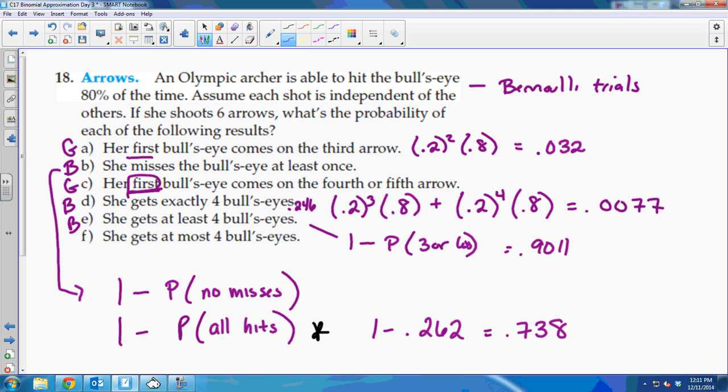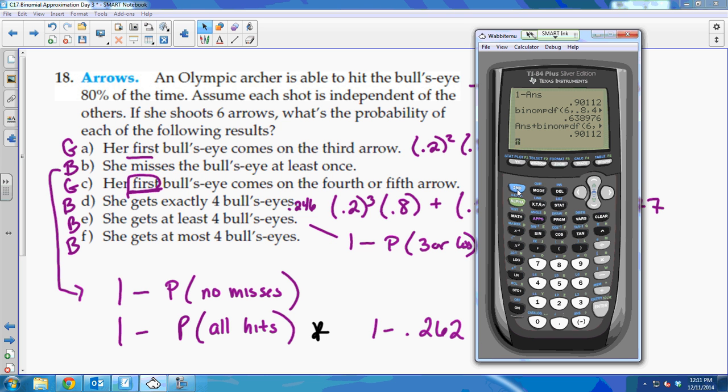All right, on F, she gets at most 4 bullseyes. So binomial. She gets at most 4. That's 0, 1, 2, 3, or 4. So you can do them all individually and add them all together. But that's what CDF does. It does 0 up to a number, right? So we can just do CDF for that one. Up to 4. So CDF, again, 6 arrows. She might get a bullseye 80% of the time. Up to 4 of them. 0.3446.